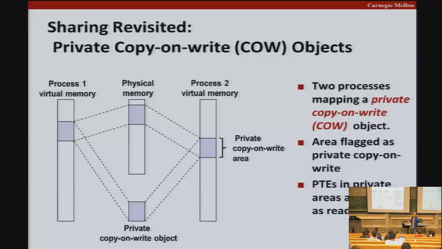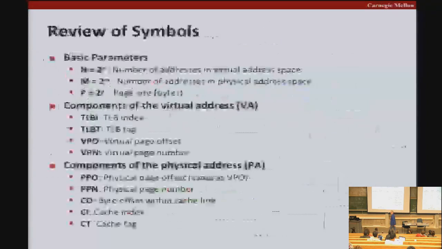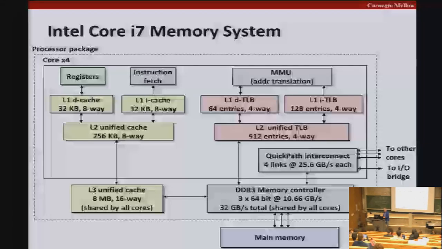If I had a virtually addressed cache, first of all, I'd have to keep the process identifier in there with the tag to make sure that the right process is allowed to access it. And then I would have to have two copies of this data in the cache, wasting cache space. But the nice thing about having a physically addressed cache is the cache doesn't have to worry about protection at all.